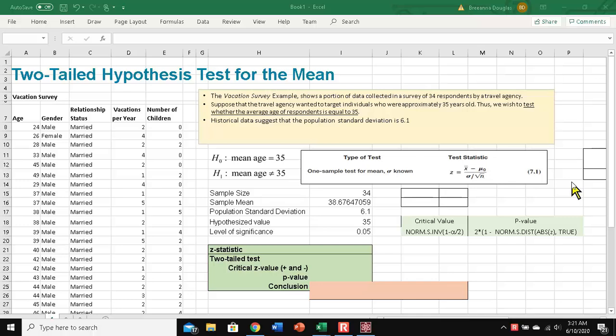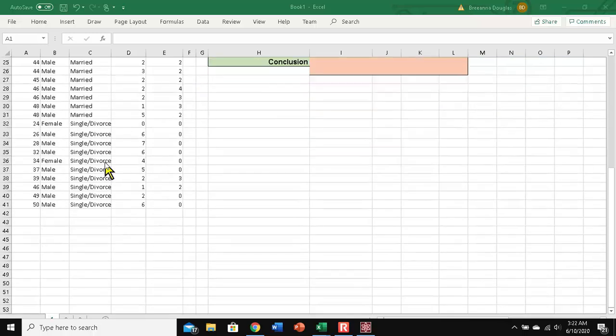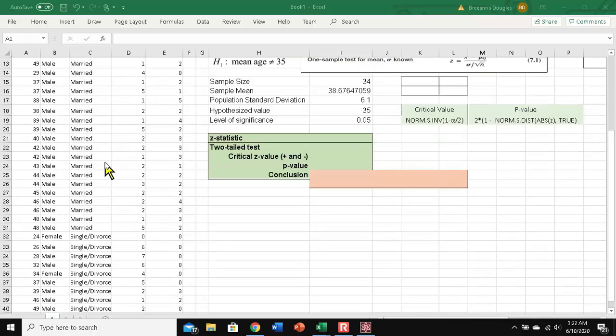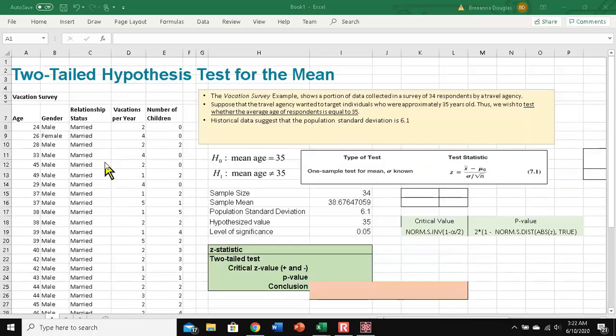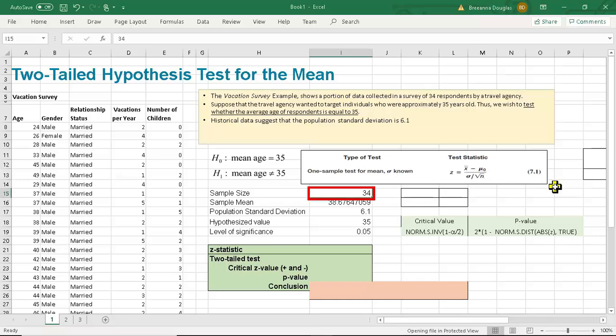Hello, today we'll be performing a one-sample, two-tailed hypothesis test where the population standard deviation is known. On the left side of the screen, we have the results of a survey conducted by a travel agency. We are being asked to determine if the average age of respondents equals 35. We are given a sample size of 34.